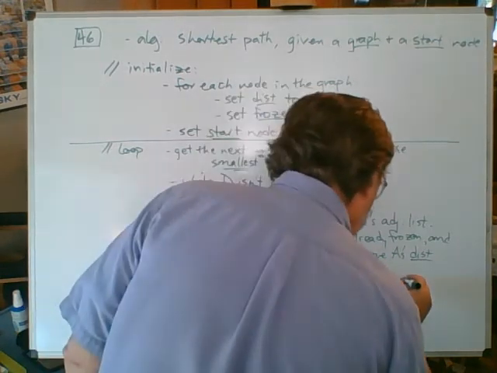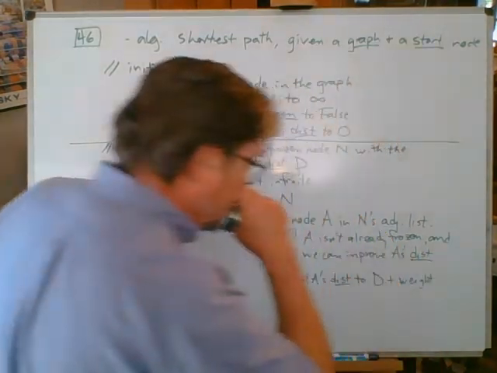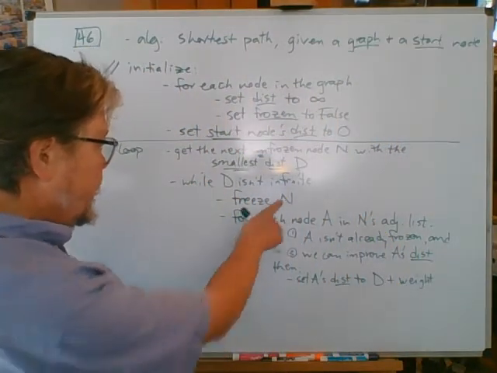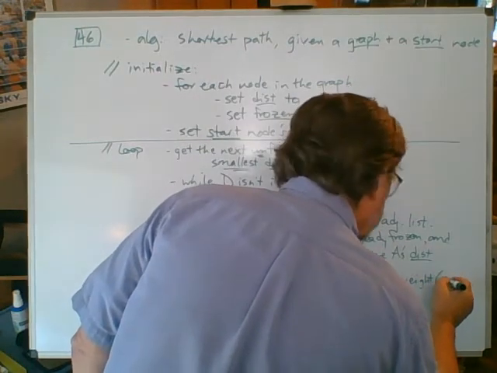plus, I'm going to make it look like a function, though it's actually a label on the arc, the weight of node n to node A. That's the weight on that arc, n comma A.